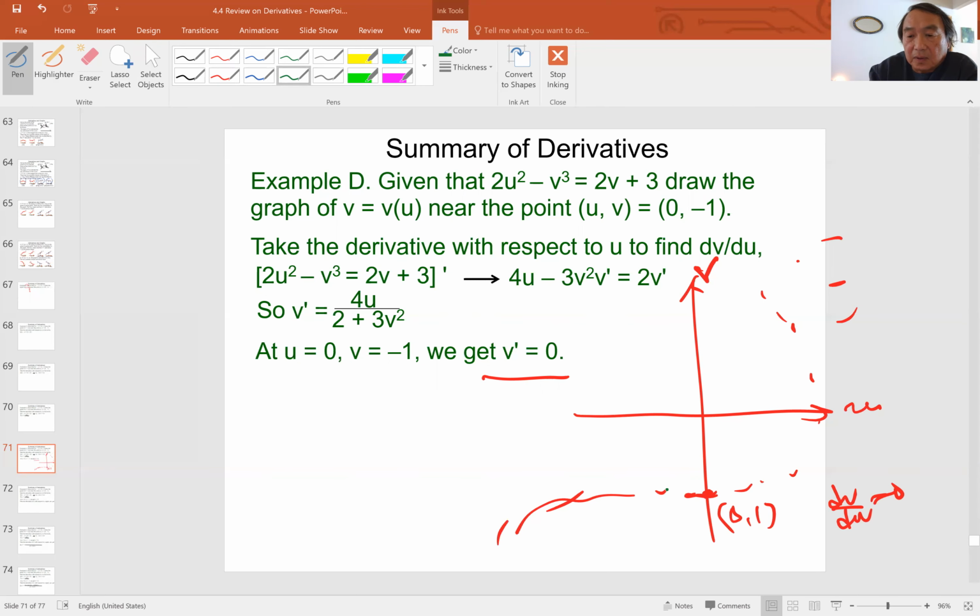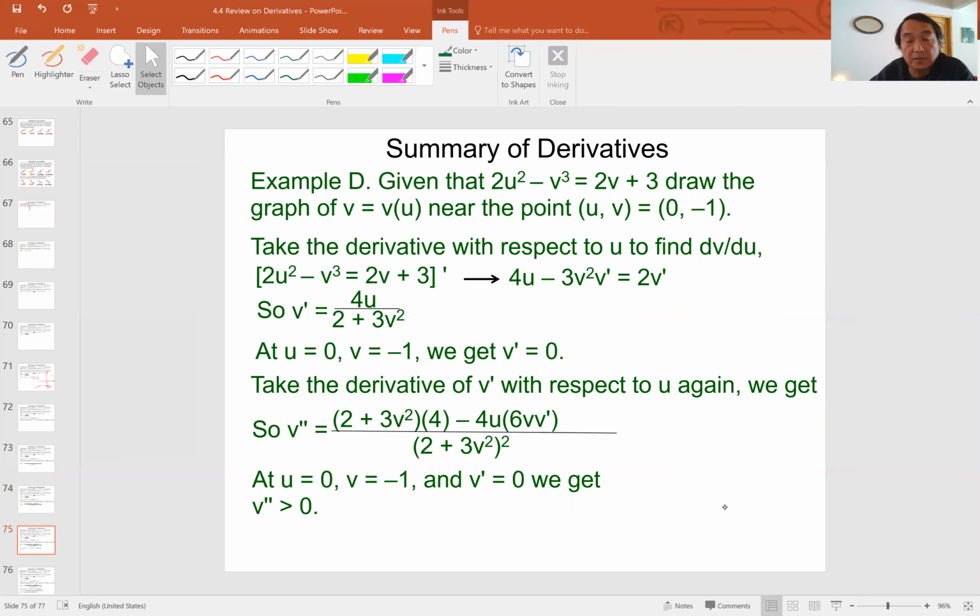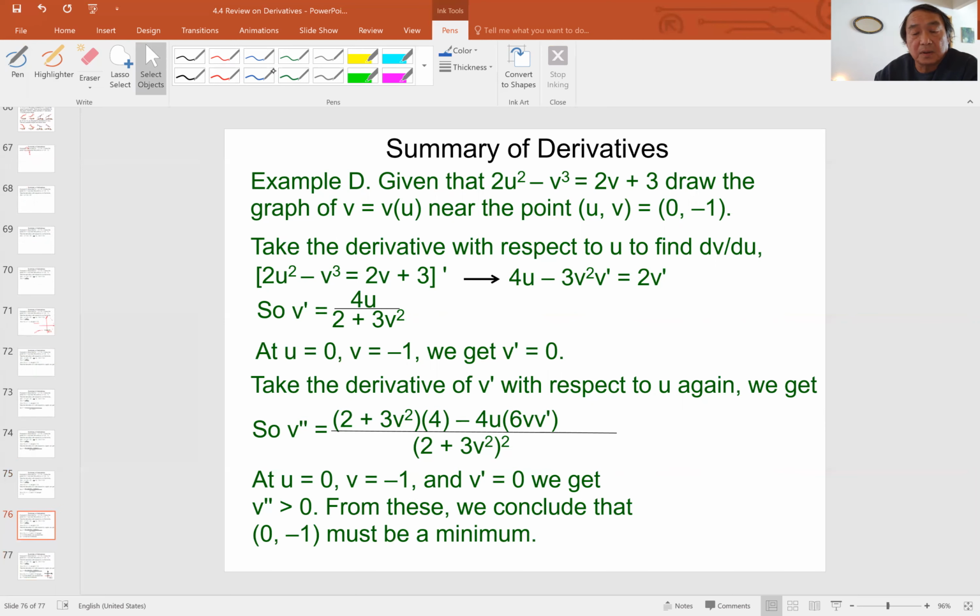Therefore, the tangent line at that point is flat, and there are only 4 possibilities. Which possibility is it? Well, take the second derivative. If I take the second derivative and plug in the point, I find the second derivative is positive. Aha. Therefore, the only possibility is a minimum.